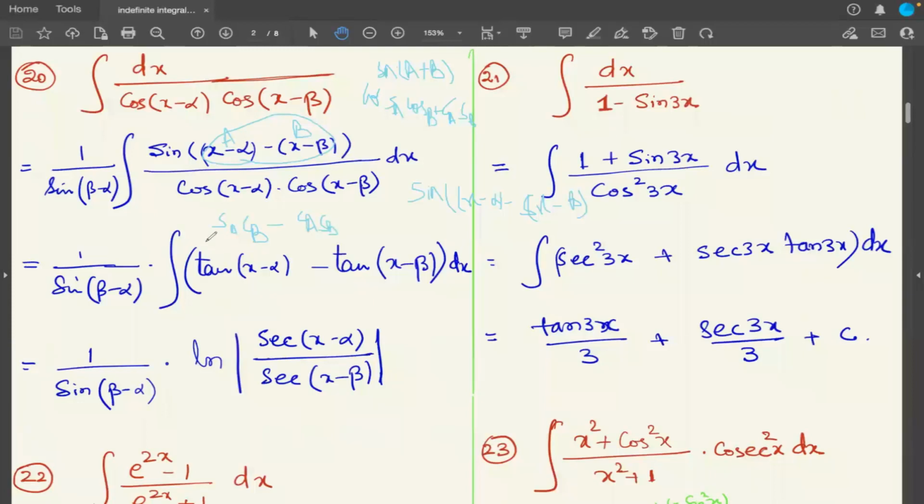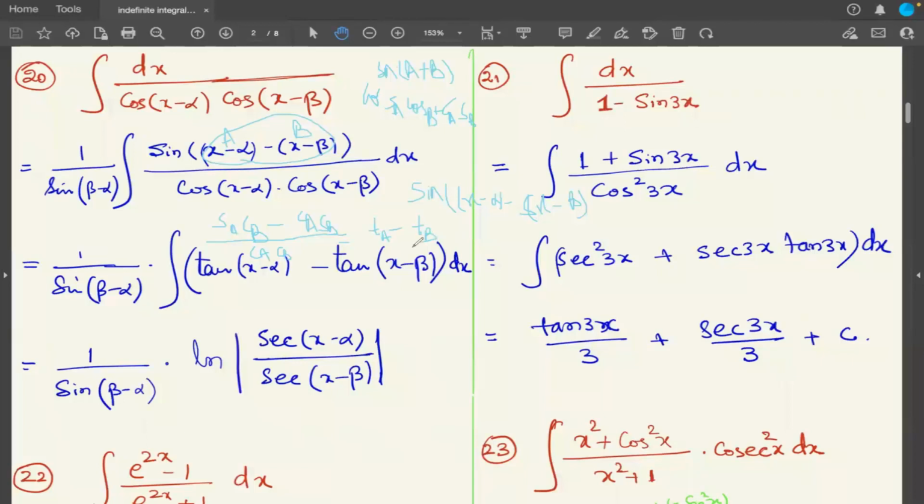This is our numerator. And what is in the denominator? If x minus alpha is taken as a, then in the numerator we have cos a, and in the denominator cos b, right? If we divide numerator by denominator, cos b gets cancelled. So we first get tan a minus tan b, where a is x minus alpha and b is x minus beta.